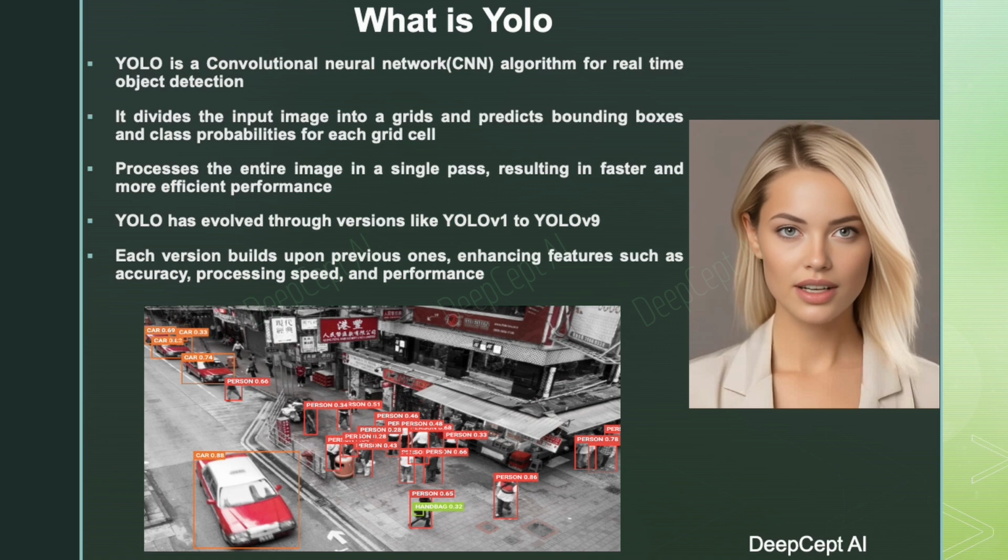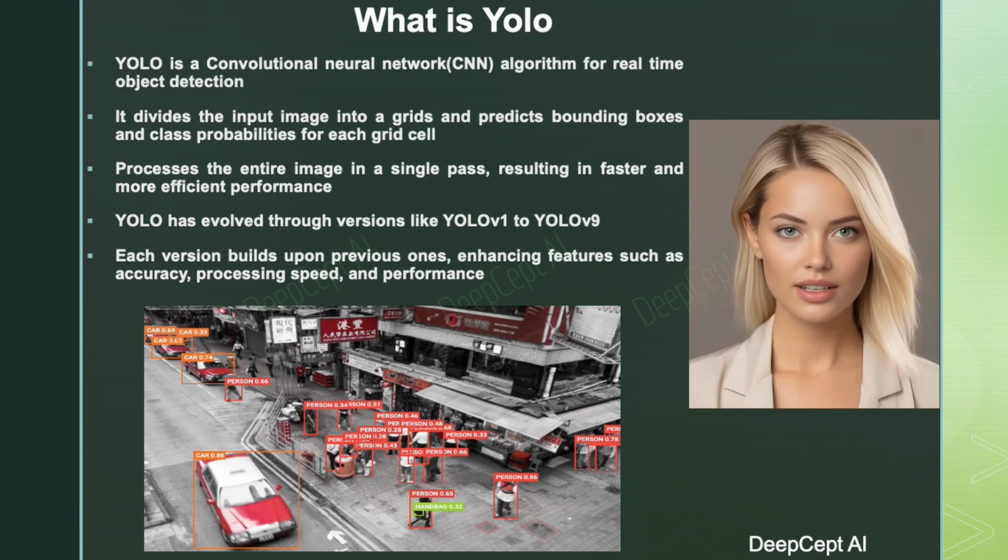YOLO achieves this by dividing the input image into a grid of cells and predicting bounding boxes and class probabilities for each grid cell. This approach allows YOLO to detect multiple objects simultaneously, making it highly suitable for applications requiring real-time processing, such as autonomous vehicles and surveillance systems.